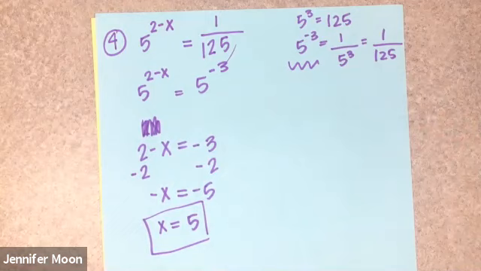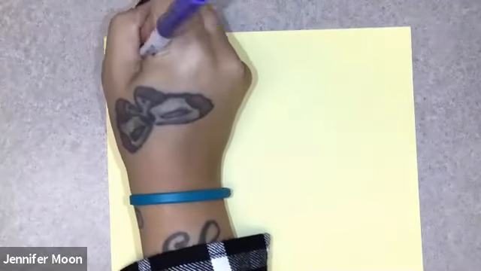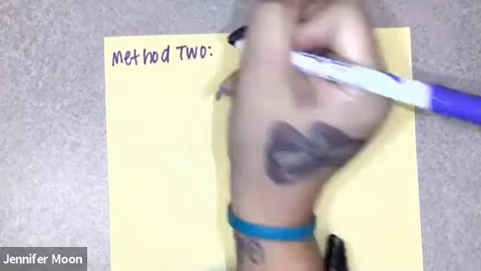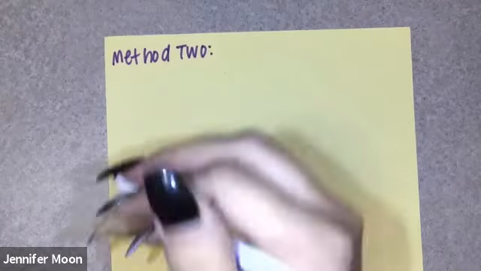Now let's do this second method, which you notice that the problems look different. And yellow paper. So this is the second method. What you do is you take log of both sides.